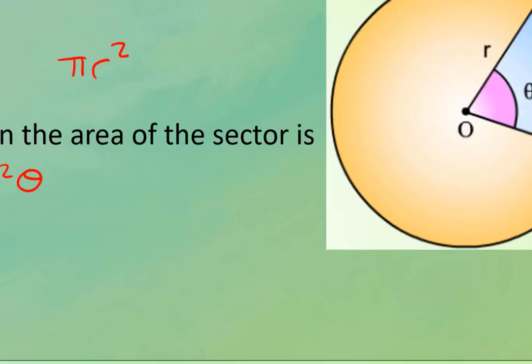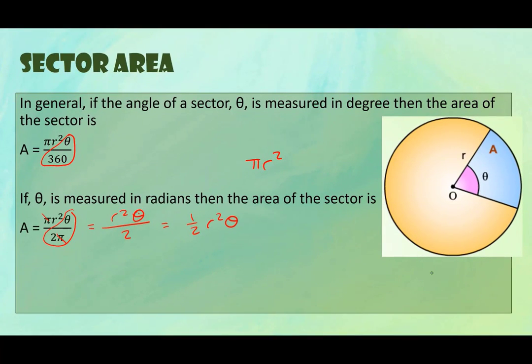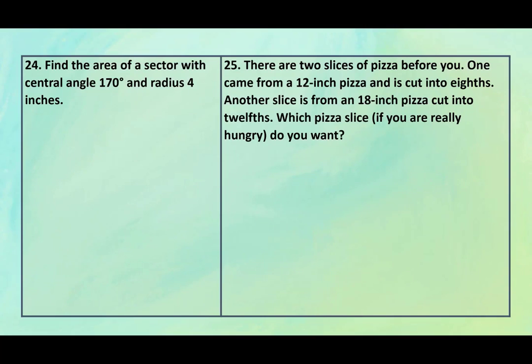Okay, so let's try an example. We're going to find the area of a sector with a central angle of 170 degrees and a radius of 4 inches. I like, again, to draw it out just a little bit here. So we have a radius of 4 and an angle of 170.